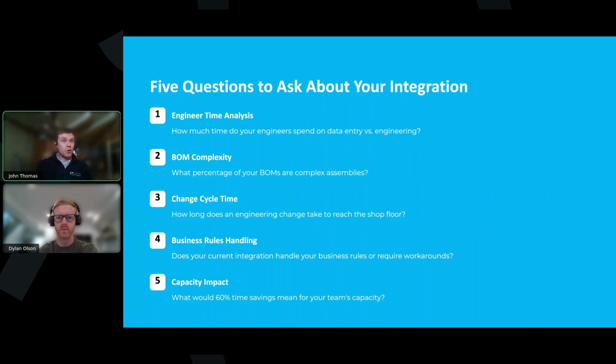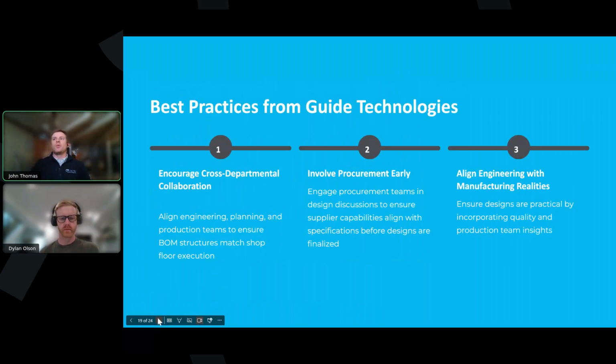It's a question that's worth being asked because, as Dylan, to quote you again, it sucks to enter data manually. So what would 60% time savings and 60% less manual data entry mean for your team's capacity, your team's workload, your team's satisfaction? What would that mean? I think those are all important questions to consider.